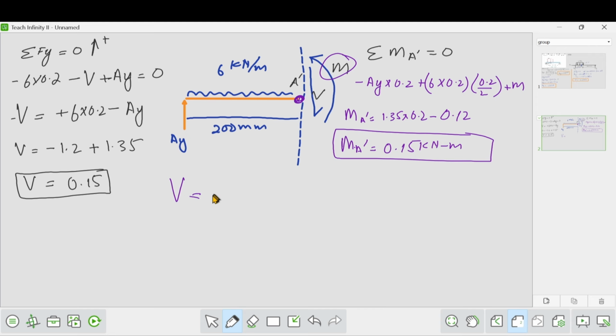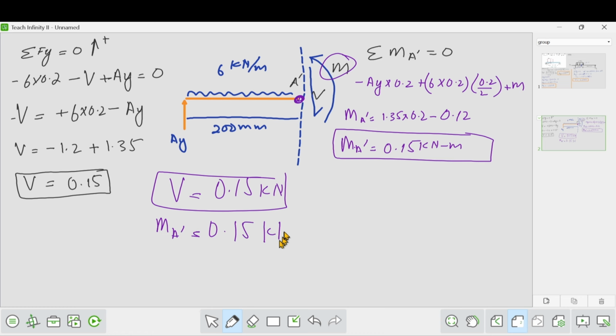So V is 0.15 kilonewton, and the moment at point A dash will be 0.15 kilonewton meter. So we have found the required data.